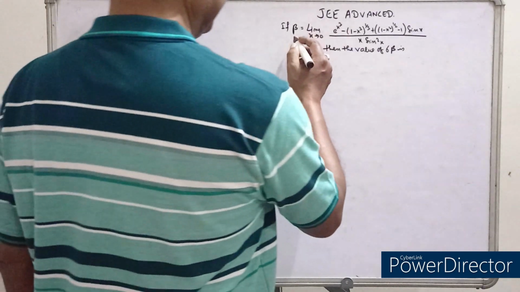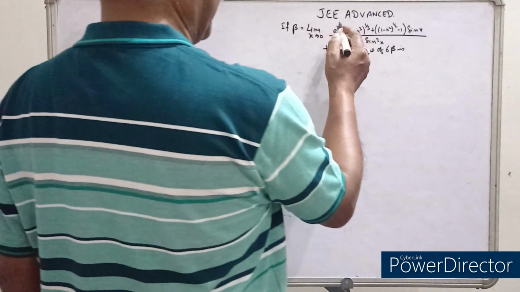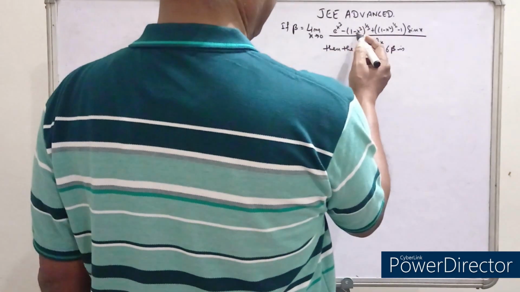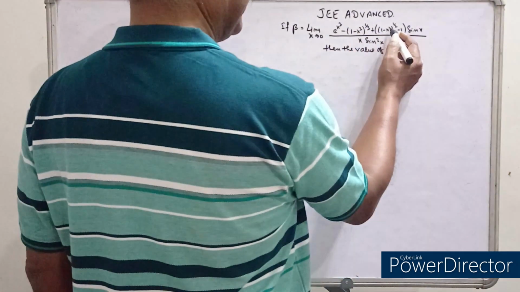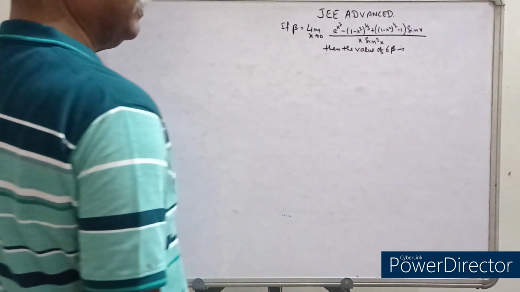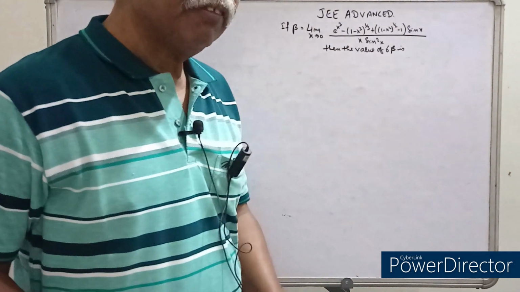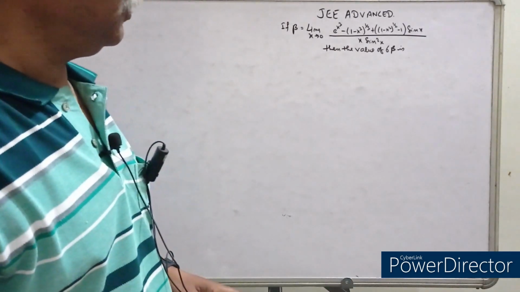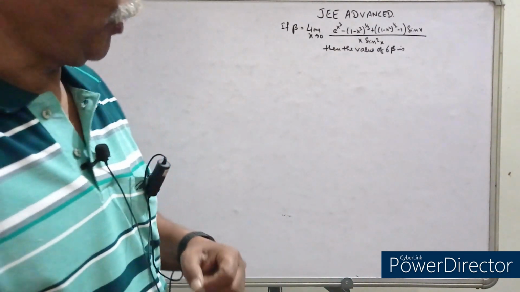Today my question is: if beta is equal to the limit as x tends to 0 of [(e^(x³) − 1)(x³)^(1/3) + (1 − x³)^(1/2) − 1] sin x / (x sin² x), then find the value of 6 beta. The main objective of this program is to tell you how to solve this problem.